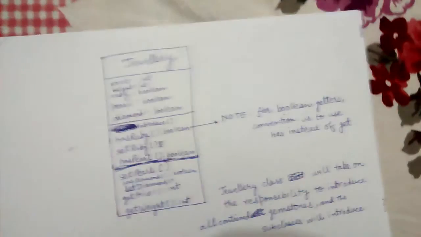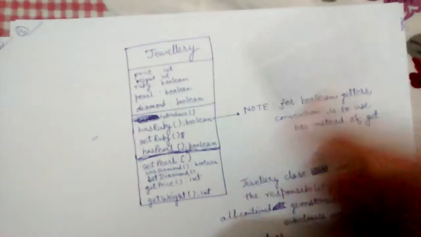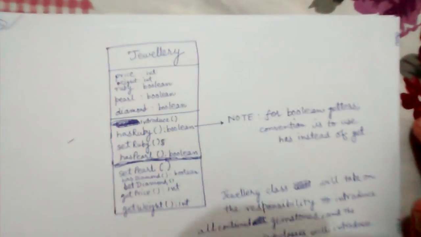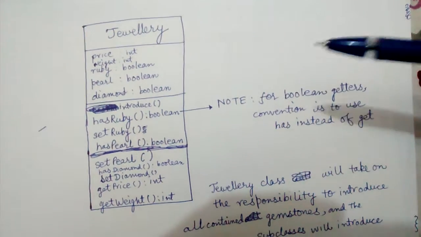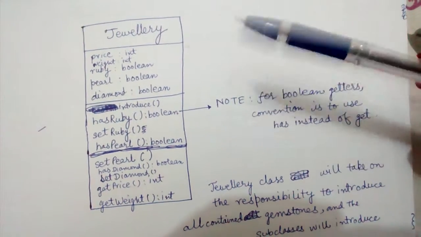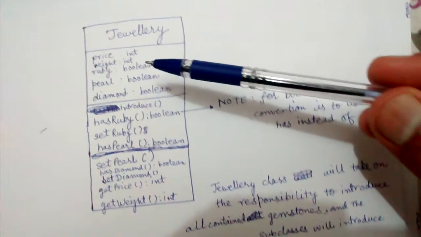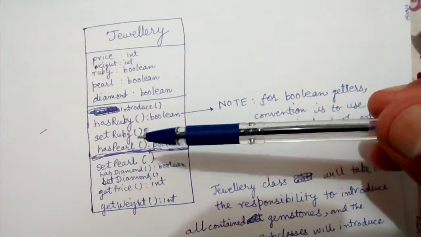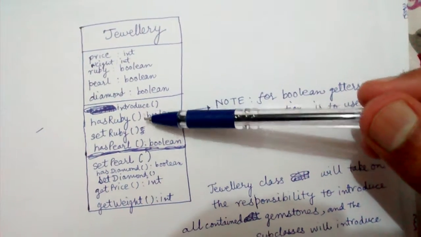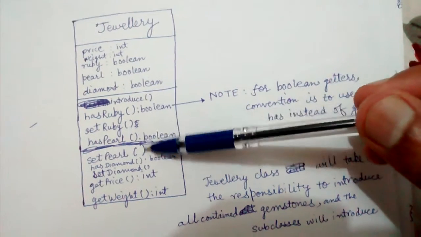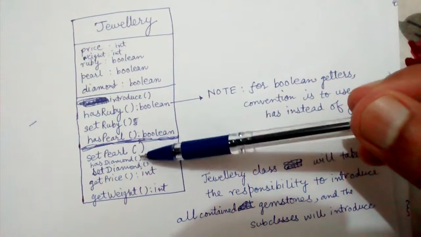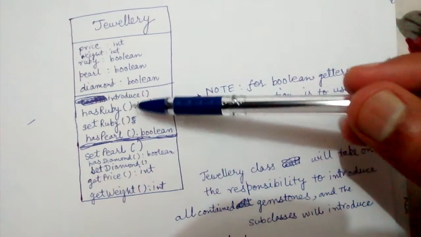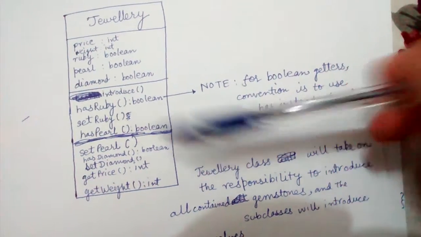So let's try to solve this thing. We have as a first attempt a jewelry class, and this jewelry class has some booleans: ruby, pearl and diamond, and corresponding has ruby, set ruby, has pearl, set pearl, has diamond, set diamond methods. So these are basically getters and setters for these booleans.